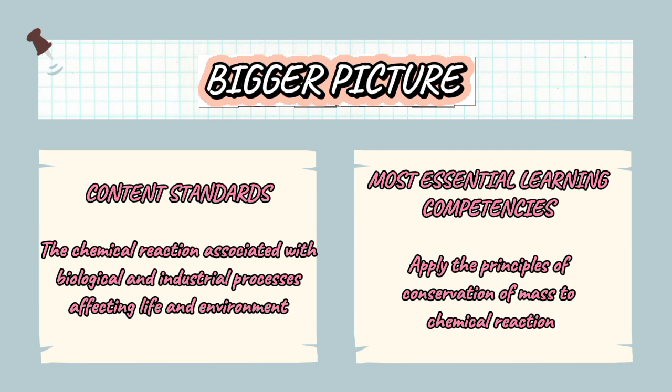Now, before we head into our lesson, let's take a look at the bigger picture. Our content standard is for students to have an understanding of chemical reactions and the characteristics of their properties, by taking a look at the law of conservation of mass. And for our most essential learning competency: the chemical reactions associated with biological and industrial processes affecting life and the environment.